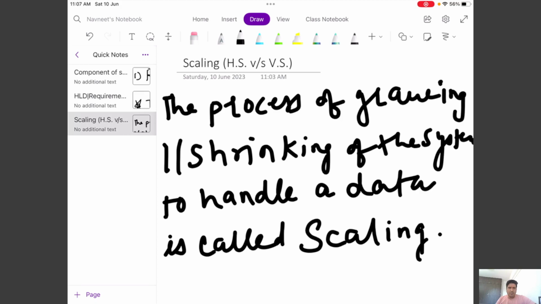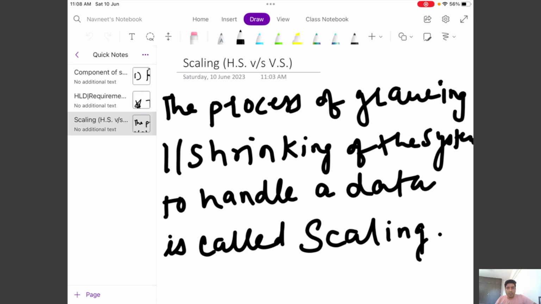So today we have a topic called scaling. Basically, there are two types of scaling, horizontal and vertical scaling. So we will learn how to use horizontal scaling, where to use horizontal scaling, and where to use vertical scaling. So the first thing that will come to our mind is, what is scaling?